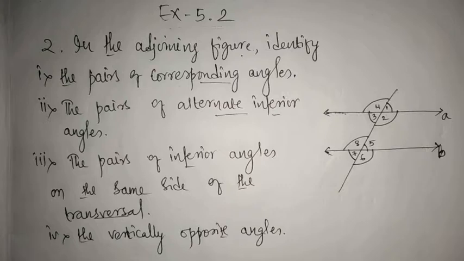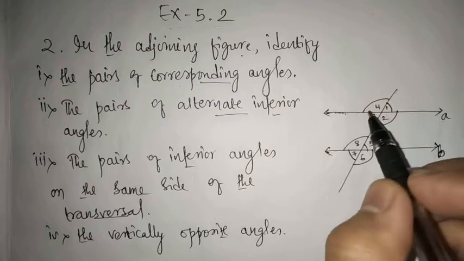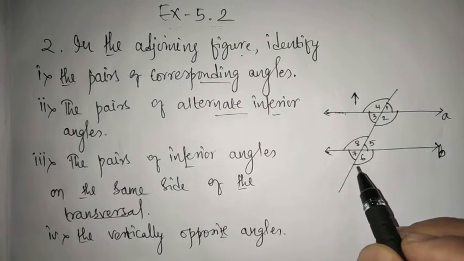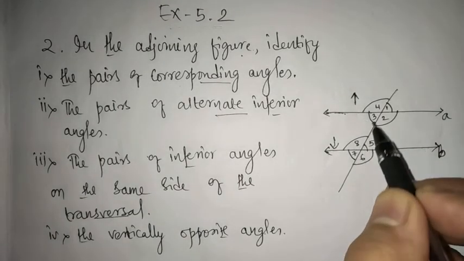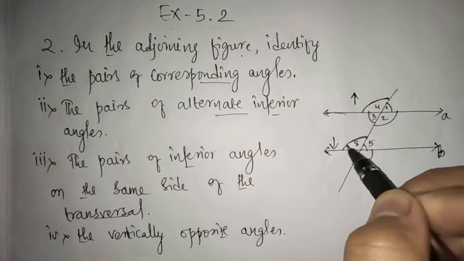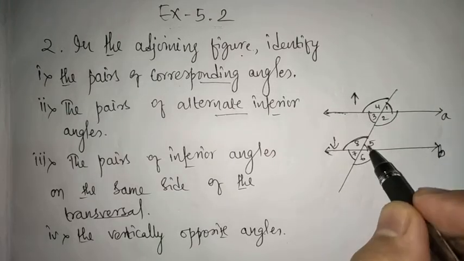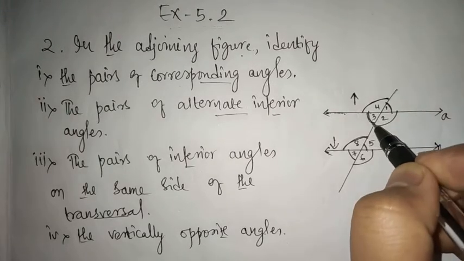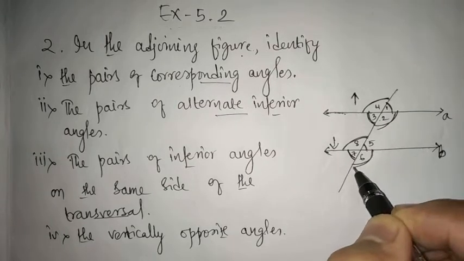So student, in question number 1 I have explained about the corresponding angle. So you have to identify here what are the pairs of corresponding angles. Corresponding angles are outside the parallel lines and inside the parallel lines here. If you try to find the corresponding angles here, angle 4 and angle 8 are corresponding angles, right? Similarly, angle 1 is equal to angle 5, angle 3 is equal to angle 7, and angle 2 is equal to angle 6 are the pairs of corresponding angles.